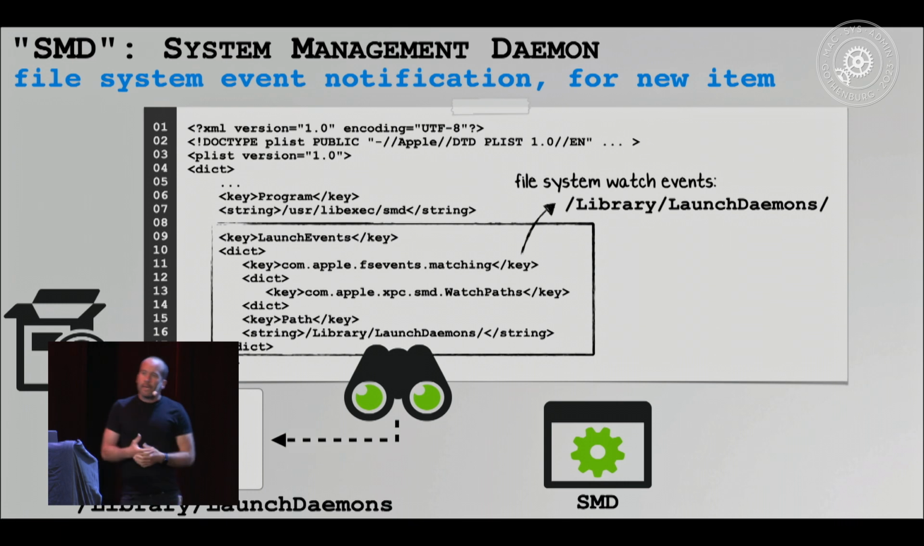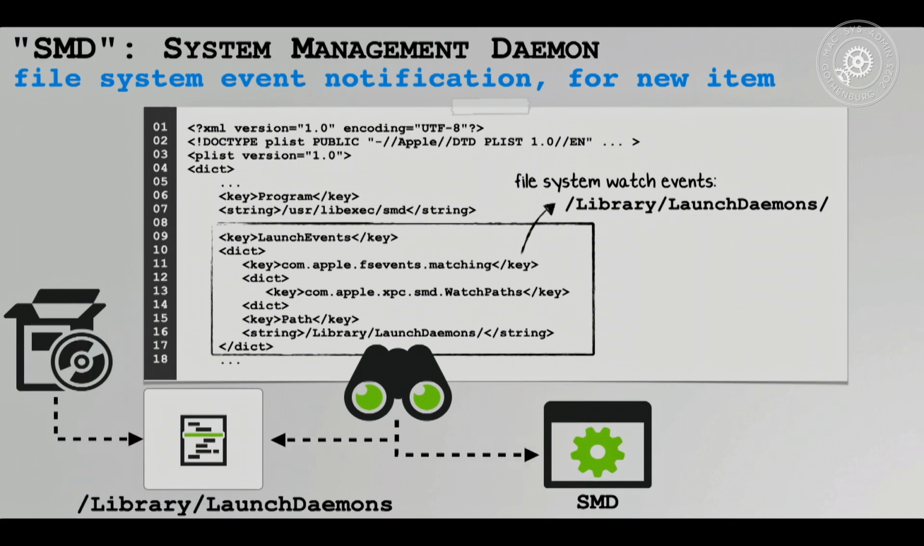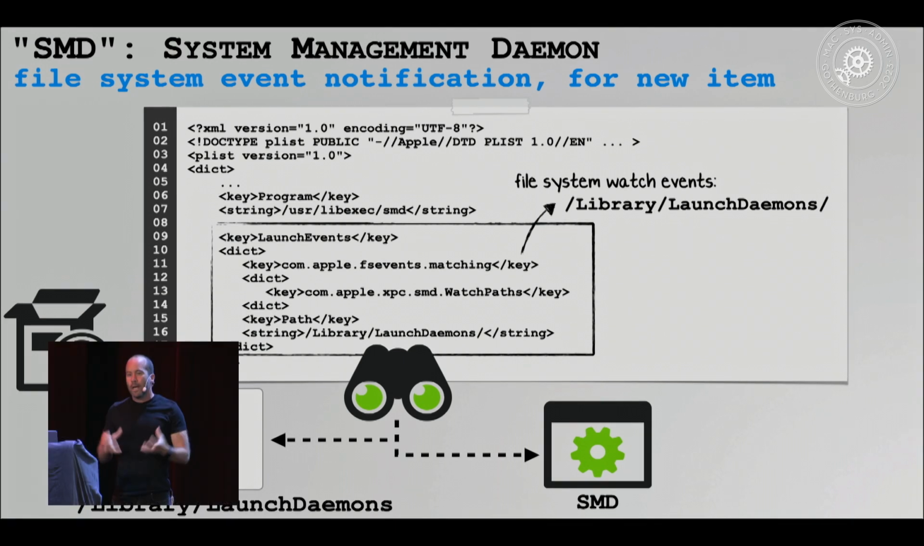So if we dig a little deeper into SMD, specifically looking at its property list, we can see it has a launch event key that it specifies, which tells the operating system that it is interested in file system events, specifically in the library launch daemon subdirectory. So this is actually a neat trick. If you're writing a launch daemon or a launch agent in the property list, you can actually specify when you should be launched. And one of the reasons you can register for is when a new file appears in a certain directory. So SMD is interested in new launch daemons.